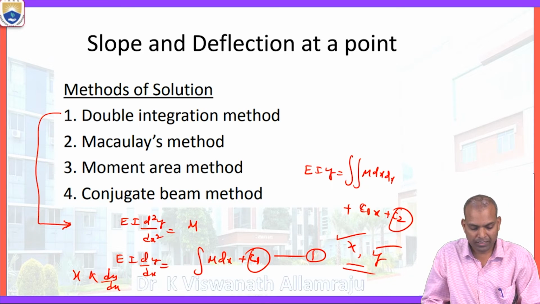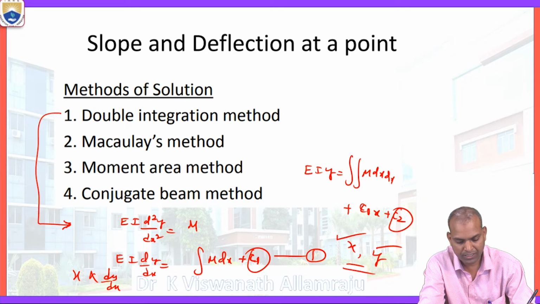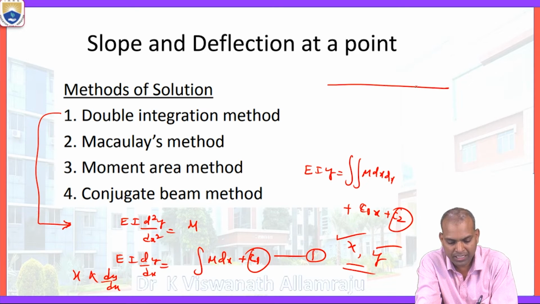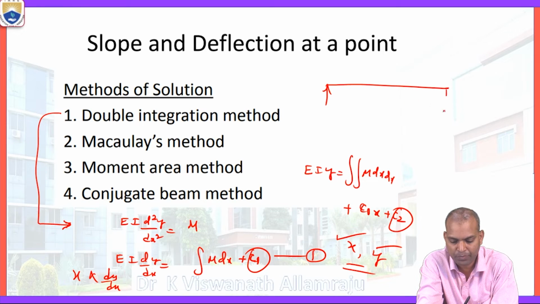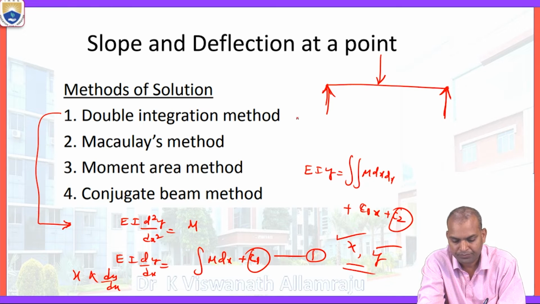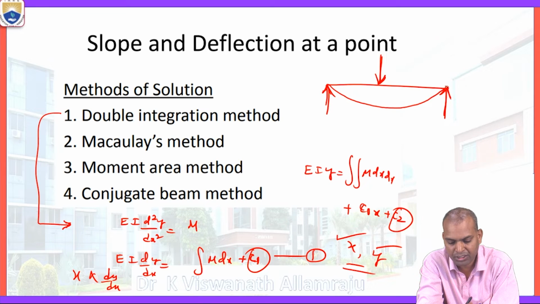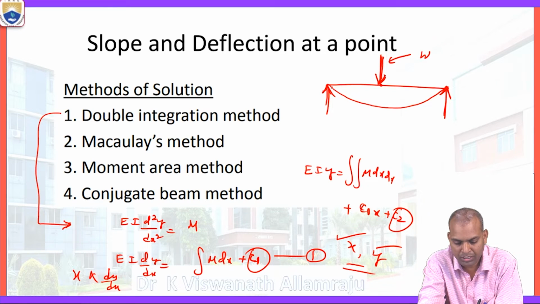We'll discuss the double integration methodology more. Suppose we consider a simply supported beam having two reactions, and here is the point load. When the point load acts on the beam at the midspan, the deflection will be maximum at the center. So the deflection is maximum in the midspan. Why?